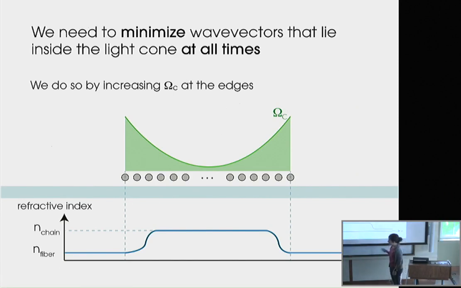It's a control field that increases at the edges. And the idea behind that is that, for instance, if you want to store a photon, as the photon propagates, it's not going to see a very sharp change in the refractive index, but instead something very smooth. So by increasing the control field at the edges of the chain, we're going to somehow taper the refractive index. And hopefully, this is going to lead to smooth profiles, which is what we require.